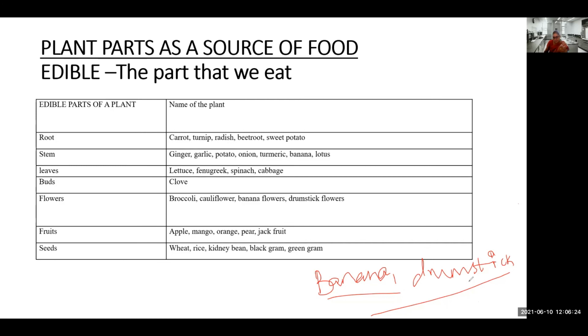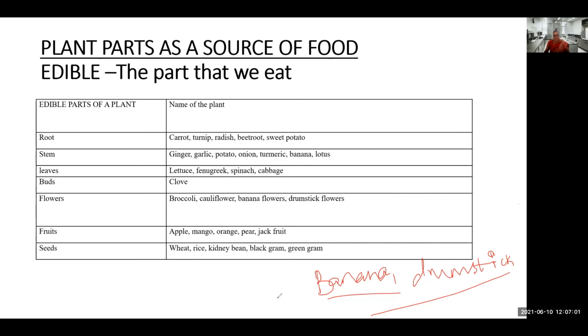The same way drumstick: we can eat the drumstick leaf, yes or no? Then drumstick flower, then drumstick, that is a fruit, or we can call it a vegetable. Here we can mention it as a fruit only. So banana and drumstick are the exceptional cases that have one or more edible parts. But if you take carrot, turnip and all, the edible part of the carrot and turnip is only root. So this is the exceptional case.